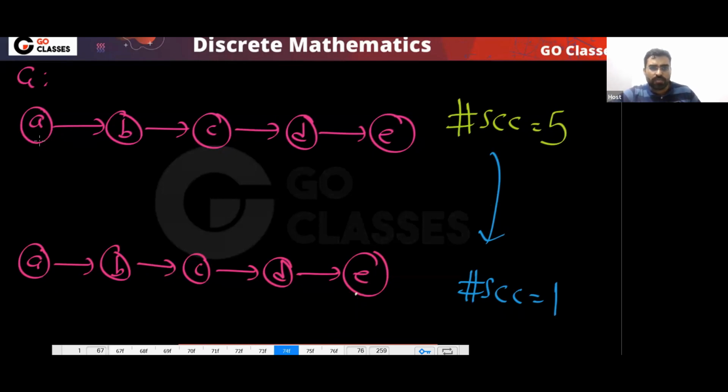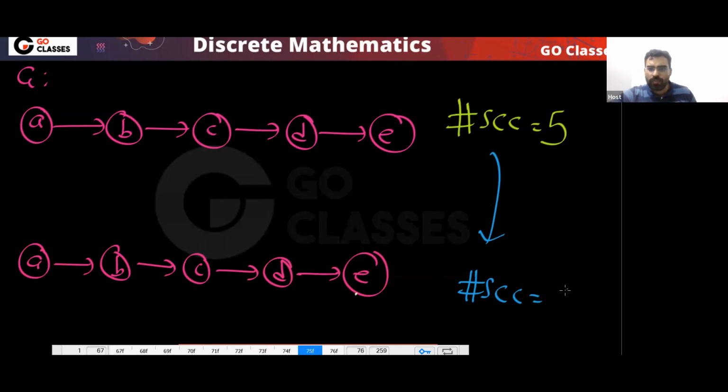Can you make it 2? Which edge I add such that I will get 2 components? If I do this, then I will get 2 components.